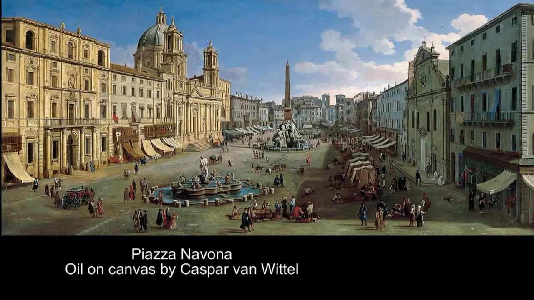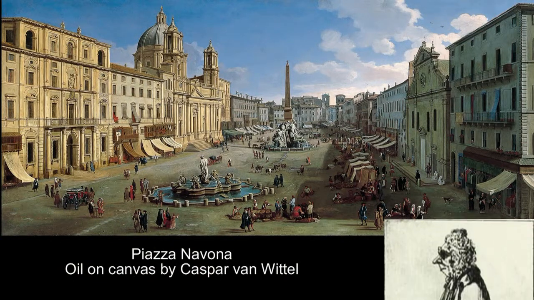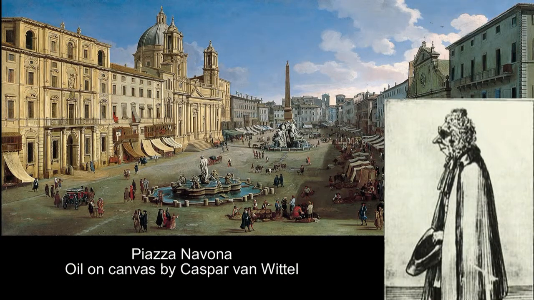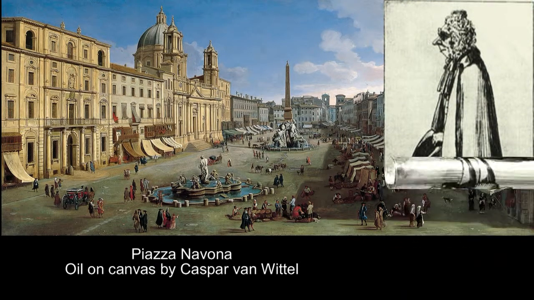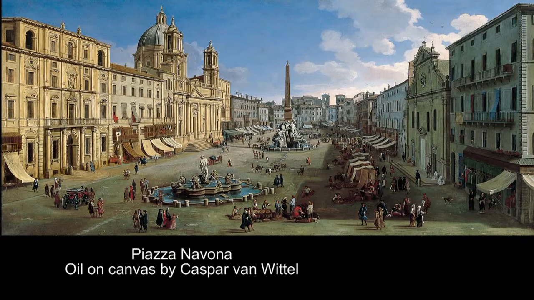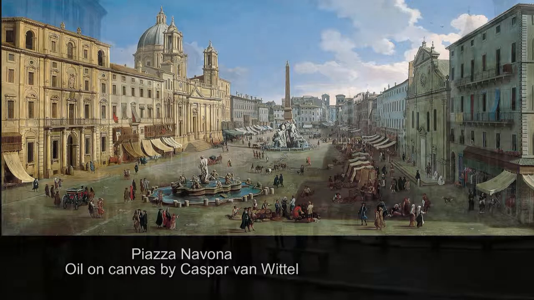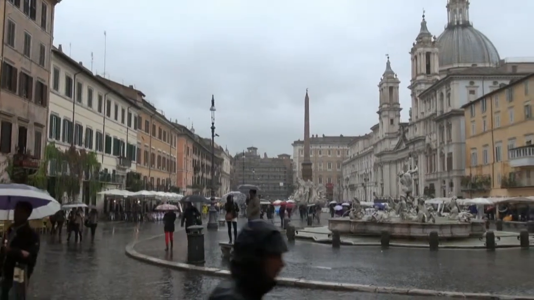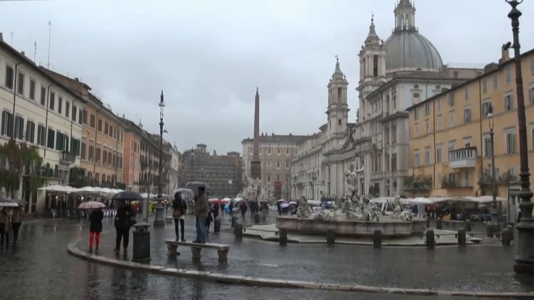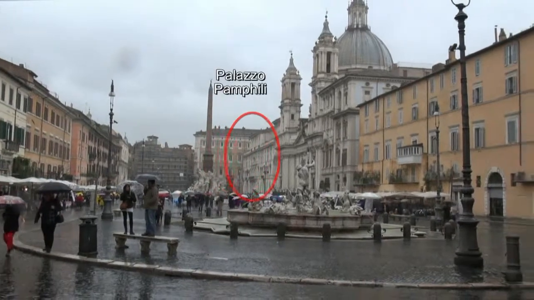Piazza Navona, Oil on Canvas by Caspar van Wittel. The Piazza Navona was transformed into a highly significant example of Baroque Roman architecture and art during the pontificate of Innocent X, whose family palace, the Palazzo Pamphili, faced the piazza.